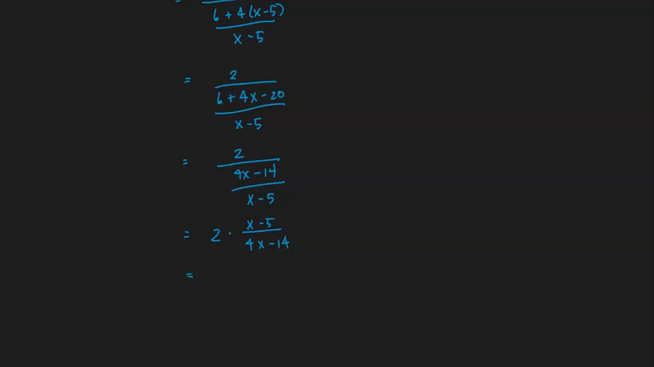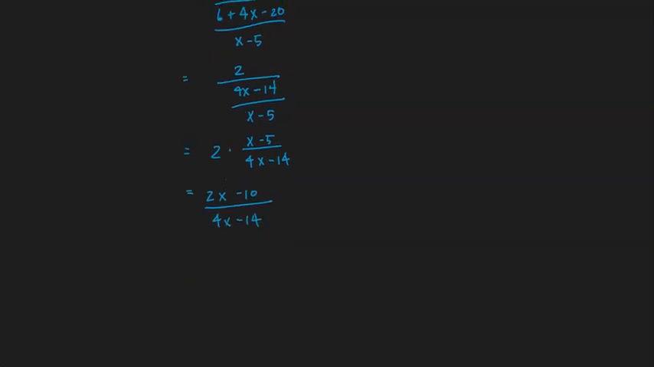So that is going to be a 2x. I'm going to distribute that 2, minus 10 over 4x minus 14. I think I can simplify this. That's x minus 5 over 2x minus 7. So that's going to be the f of g of x. Okay. Oh, that was long.